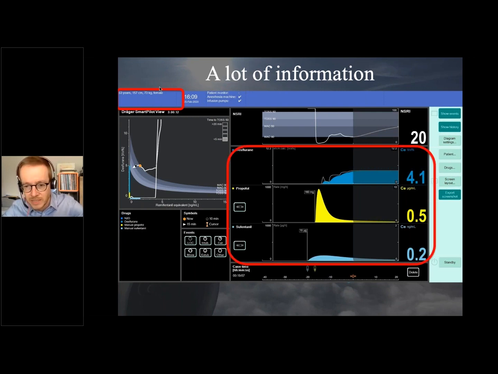Next, here we have the calculated effect site concentrations. So where does SmartPilot View get this information from? Whether it's incorporated in your anesthesia machine or it is connected, it gets the effect site concentration of inhaled agents from the ventilator, from the Zeus. For intravenous drugs, it can be two things. Either the SmartPilot View is connected with syringe drivers, and then it gets this information from there, or you can also manually enter a bolus dose or an infusion rate. Based on these characteristics, SmartPilot View then calculates effect site concentrations.